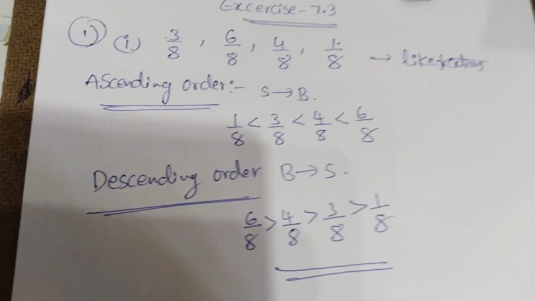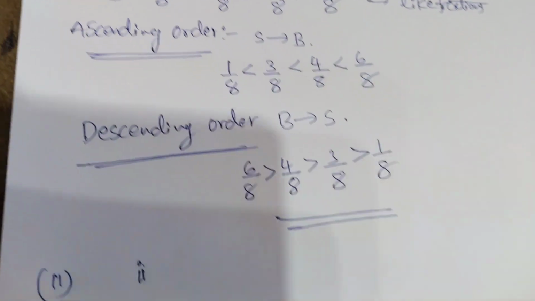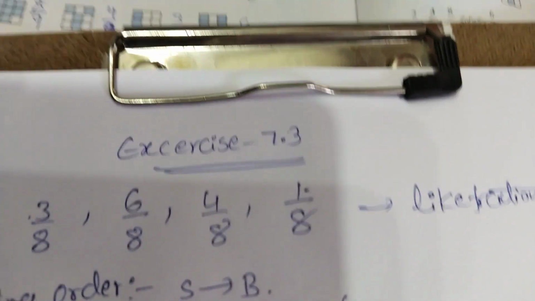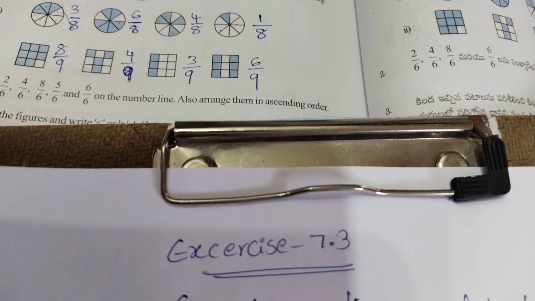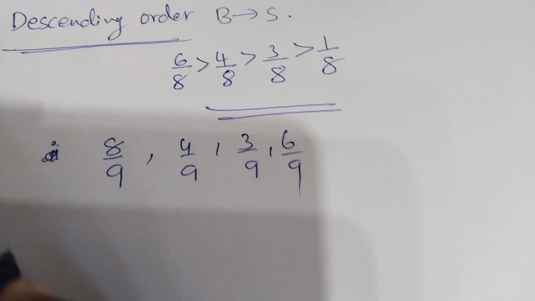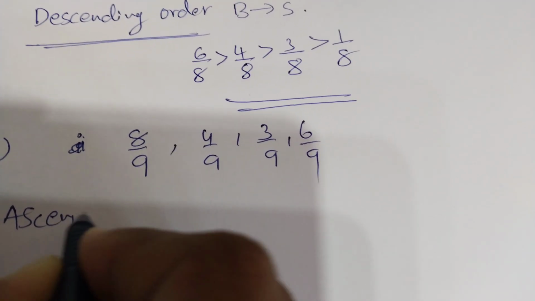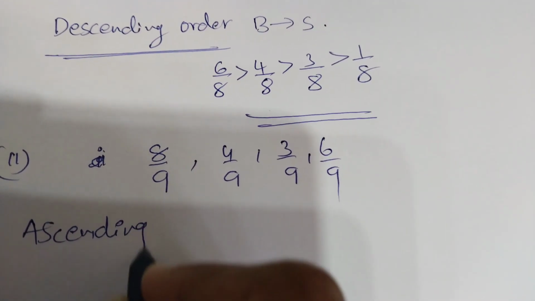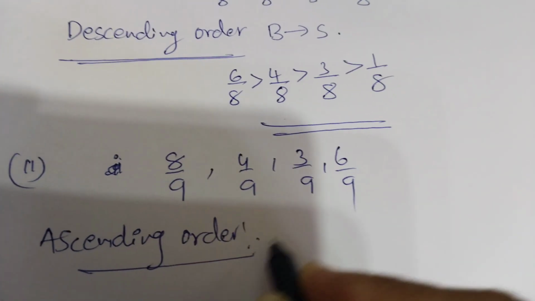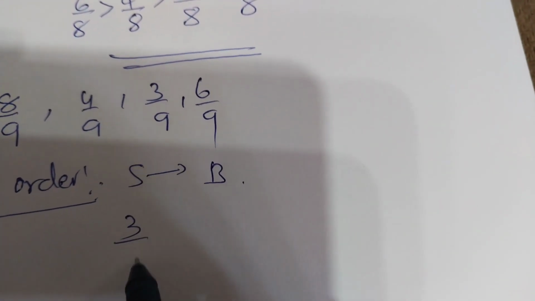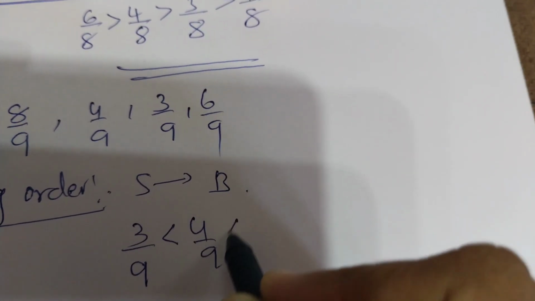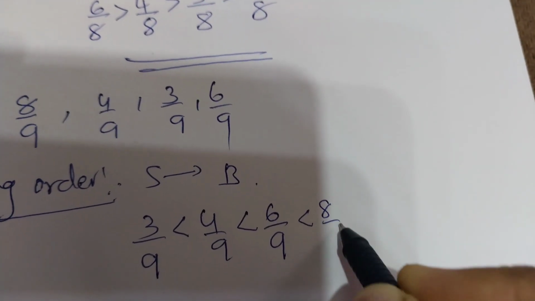Okay, now we are going to write the ascending and descending order of the given fractions. What are the fractions? 8 by 9, 4 by 9, 3 by 9, 6 by 9. We are going to write ascending order first. Ascending order means smaller to bigger. Which is the smaller one? These are like fractions. So 3 by 9 is less than 4 by 9, is less than 6 by 9, is less than 8 by 9.